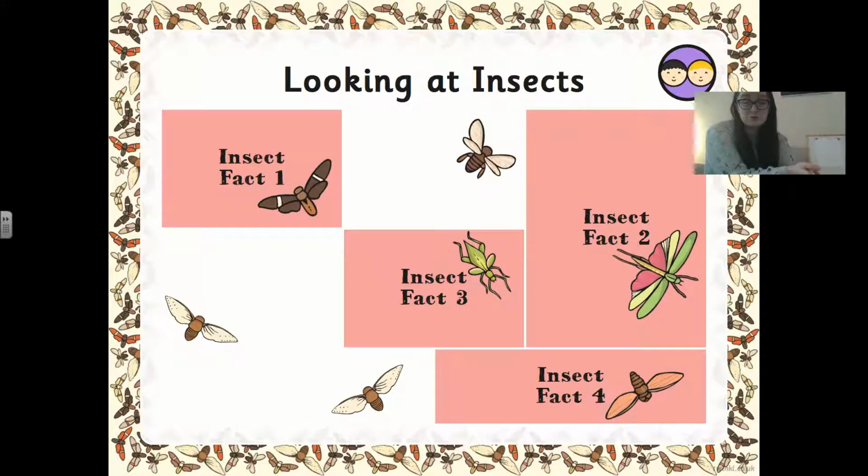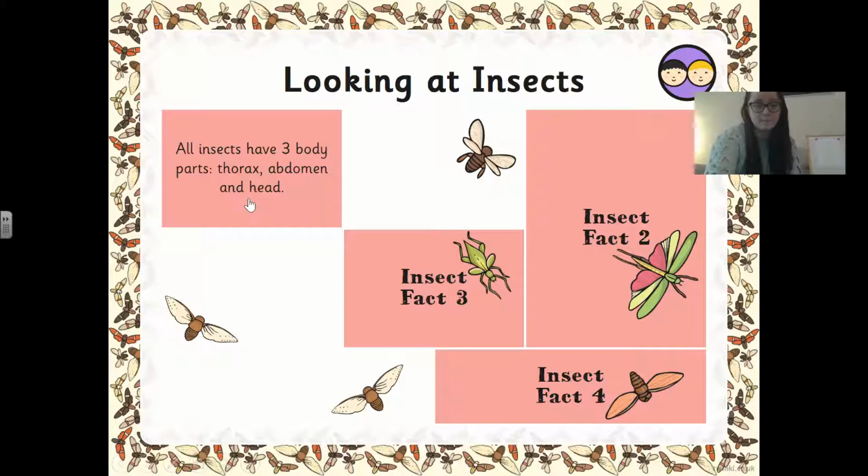So let's have a look at some insect facts. Now this is really, really important that you remember these facts. Can you remember that fact that I told you about insects and their legs? How many legs do insects have? If you said 6, you're absolutely right, well done. Let's have a look at insect fact number 1. So it says here, all insects have 3 body parts, a thorax, an abdomen and a head. How interesting.